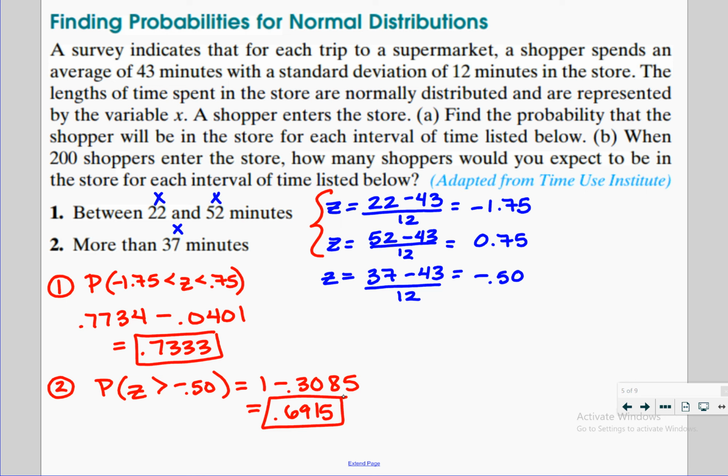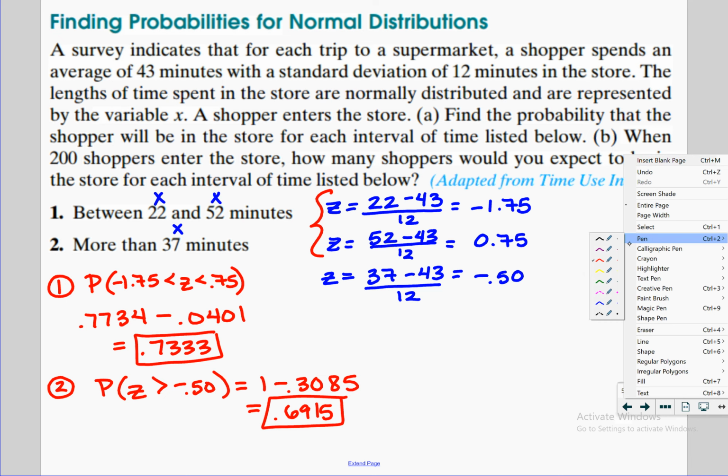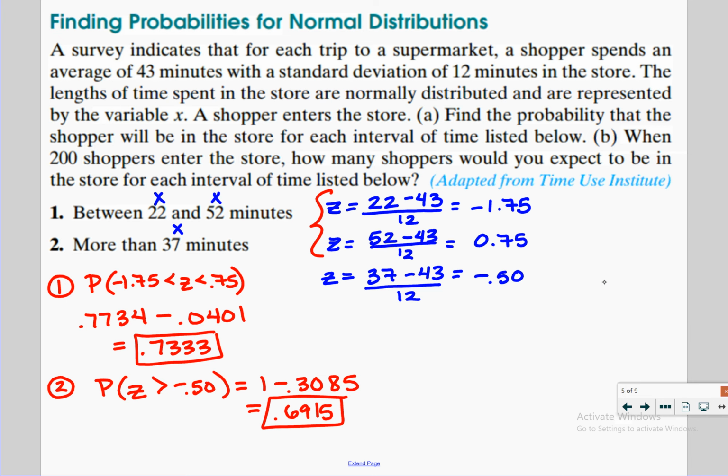Okay, so x to z to probability. All right, the second part of the question said, using that information now, if 200 shoppers enter the store, about how many shoppers would you expect to be in the store for that interval of time? So if we know about 73% of shoppers are going to stay in the store between 22 and 52 minutes, and there's going to be 200 shoppers, I just need to figure out what is 73% of the 200 shoppers.